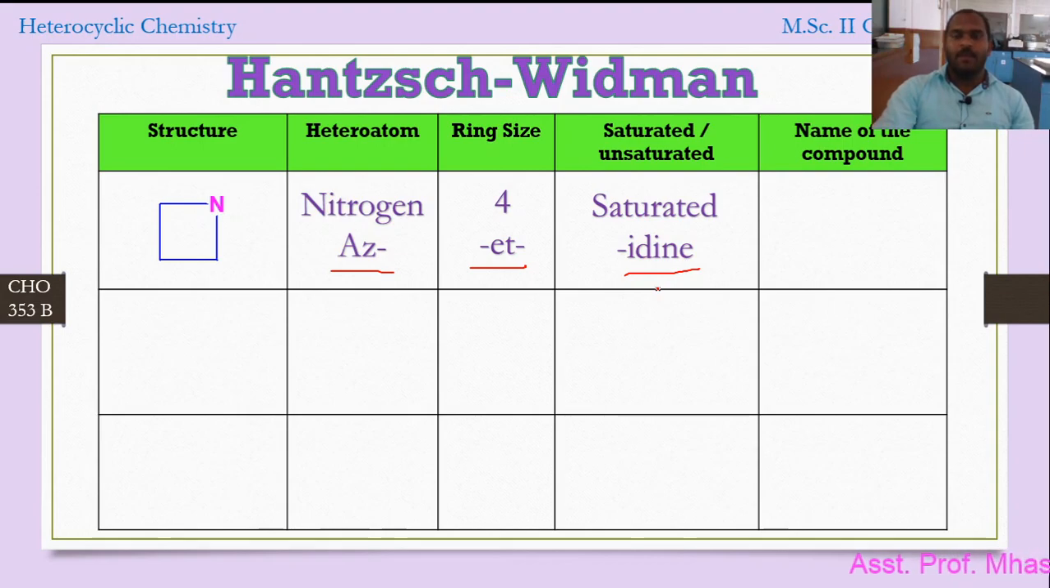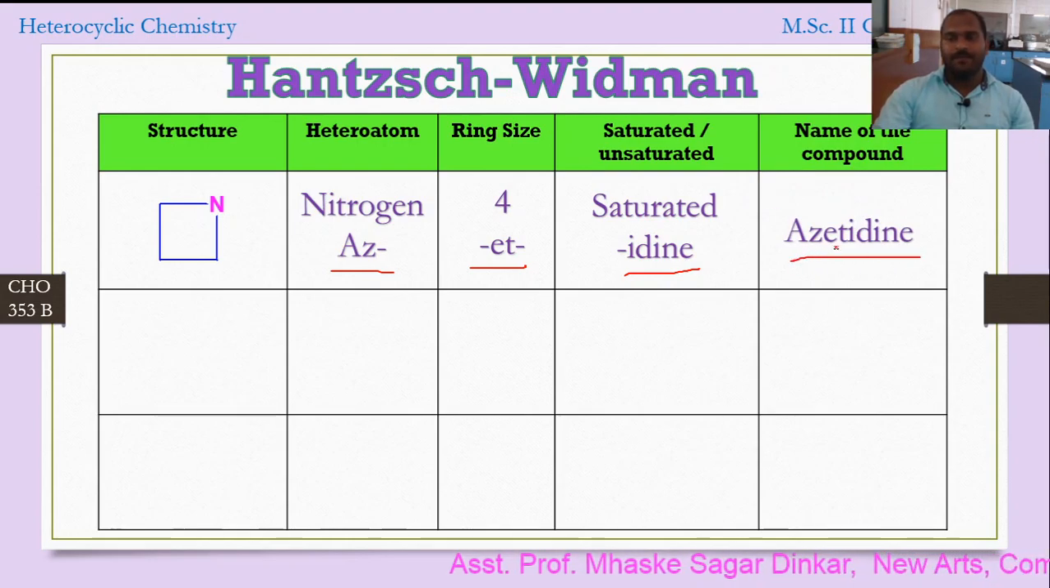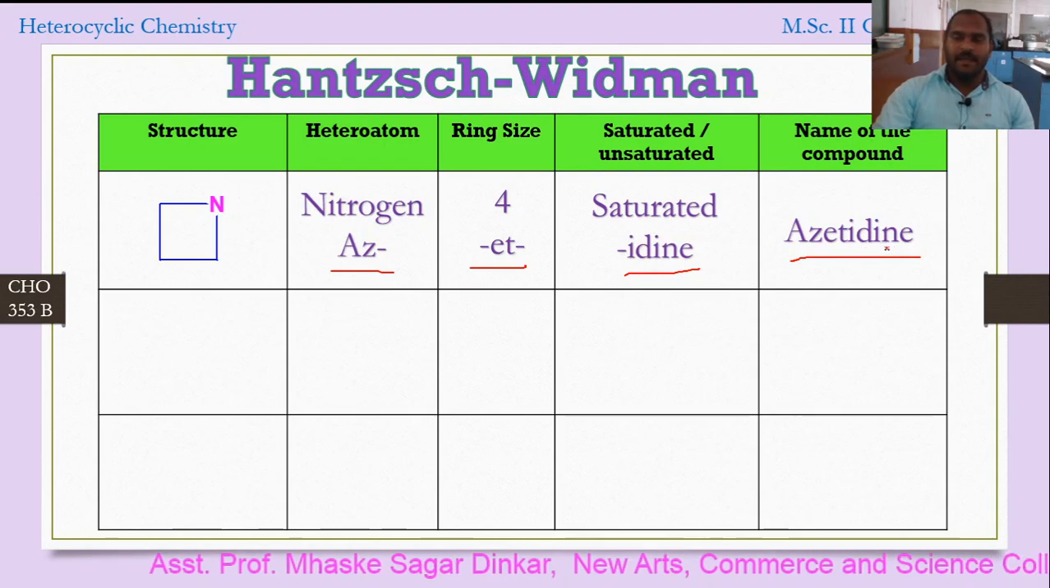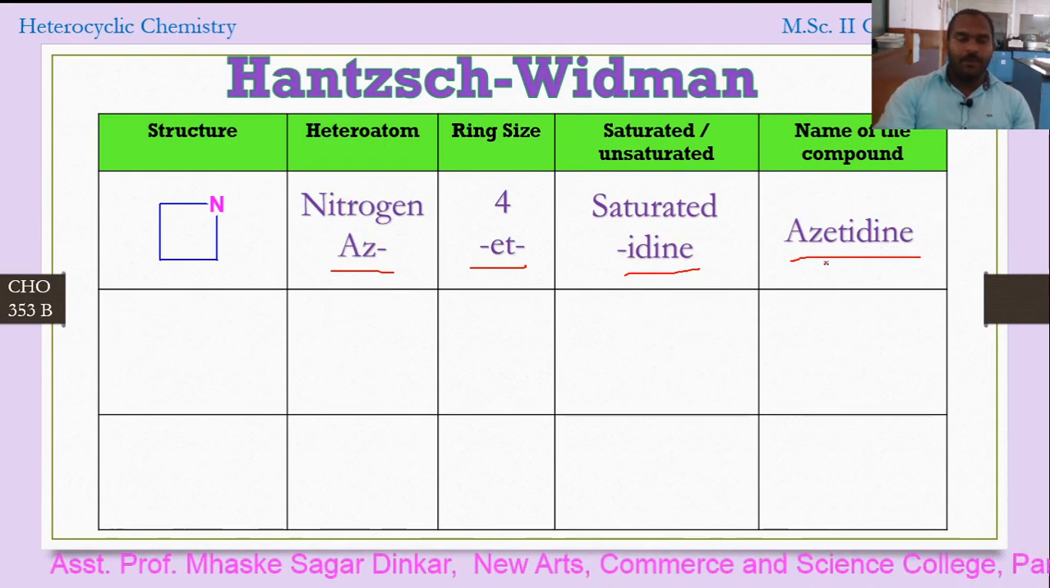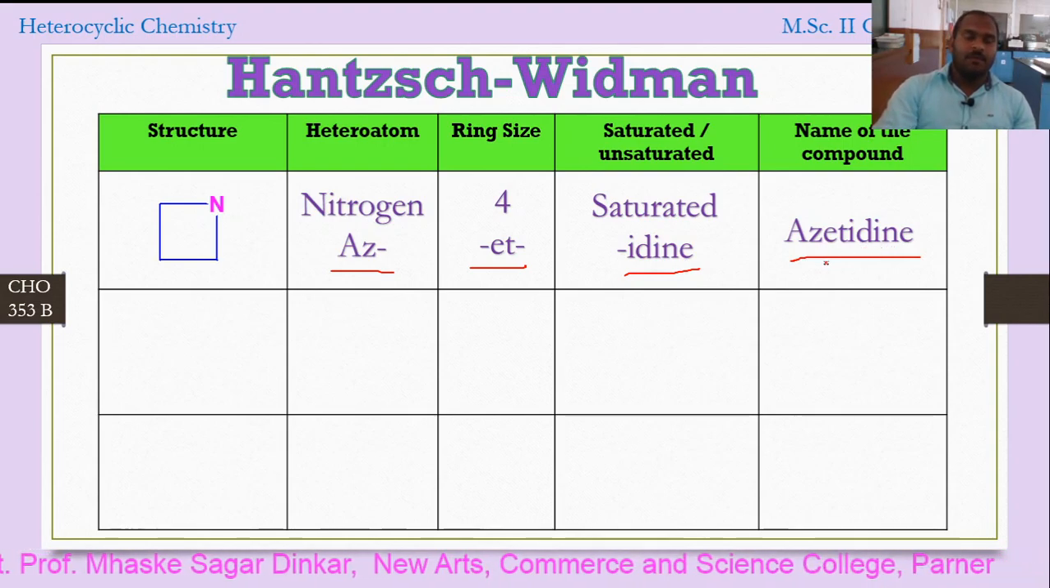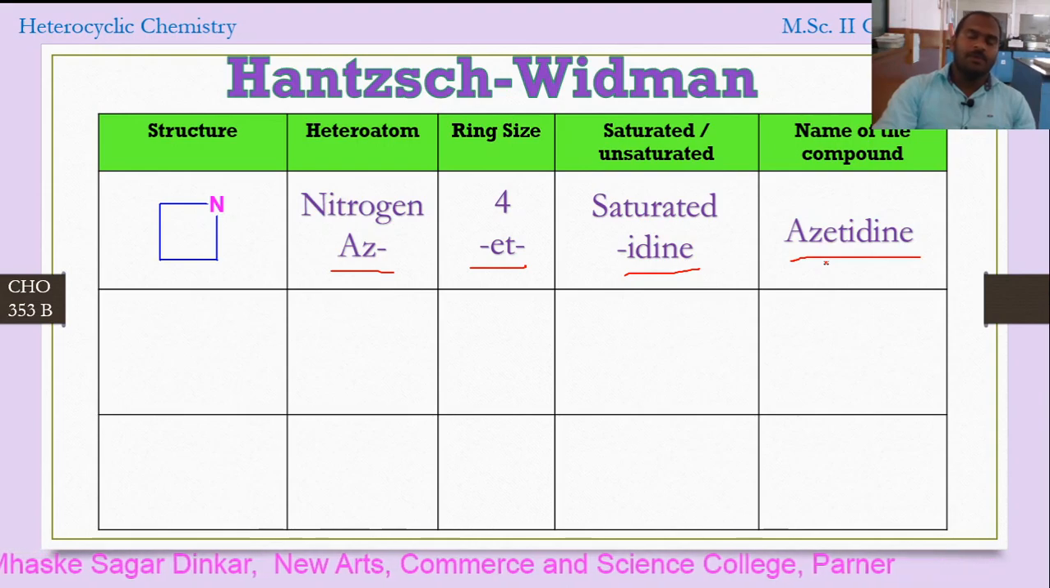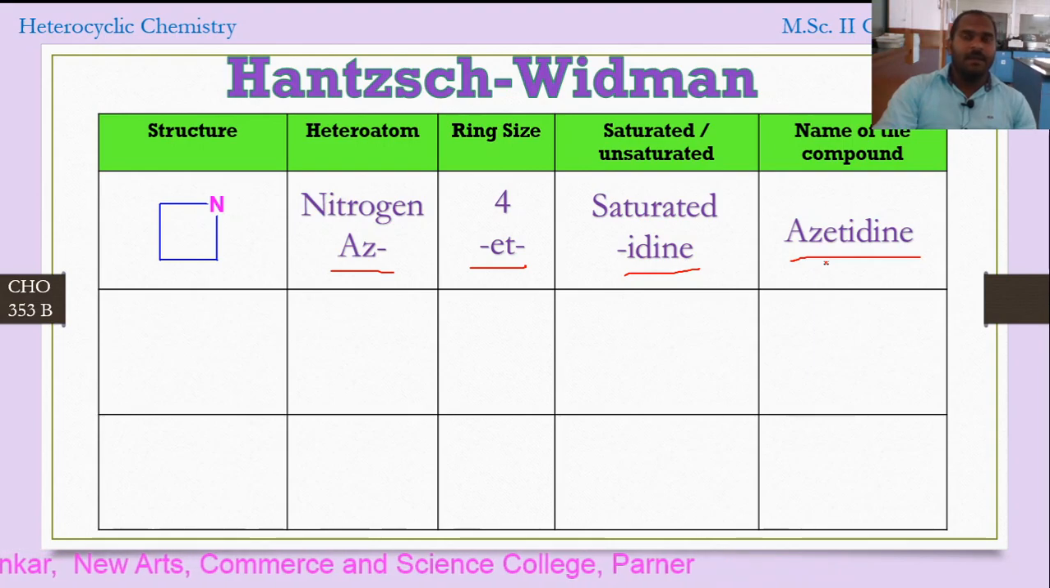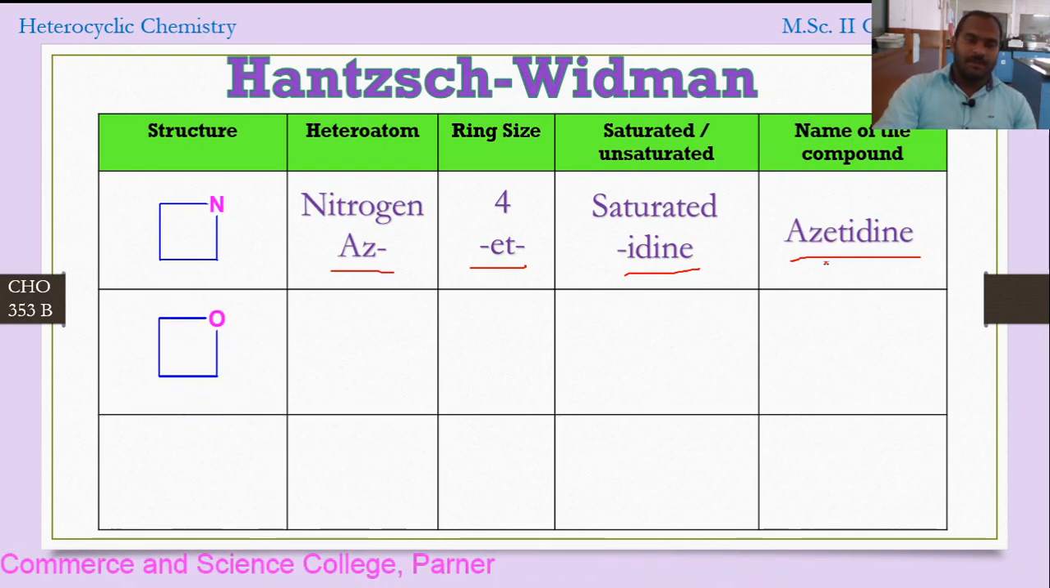So what is the name of the compound? Name of the compound is azetidine, right? Az for nitrogen, Et for 4 member, and it is saturated, so IDINE. Azetidine, that is the name. Okay, now let's consider here for next. What should be the next compound? 4 member cyclic structure containing oxygen atom, right? Okay, so this is the structure.